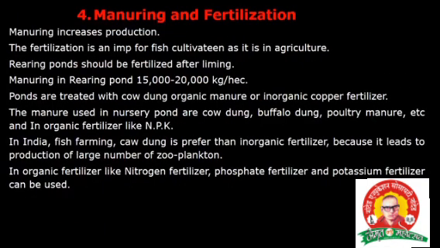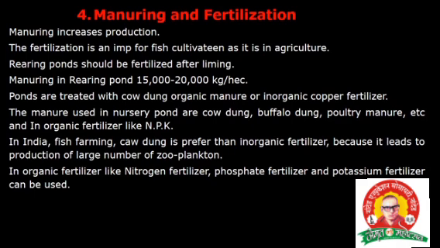The next point is manuring and fertilization. Manuring increases the production. Fertilization is important in fish cultivation, as it is in agriculture. The rearing pond should be fertilized after liming. After the completion of liming and the filling of water in the pond, the rearing pond should be fertilized.